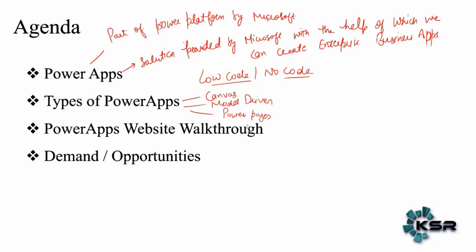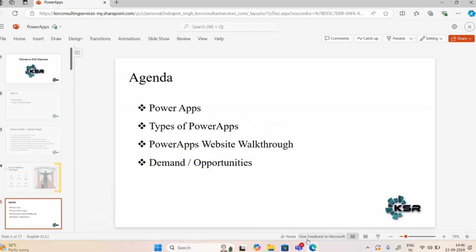But if data is the main source for you, then you will be using a model driven app. And if you want to create an external user facing website, then you will be using Power Pages. Now let me walk you through the Power Apps website, and then I will explain how to create various kinds of apps.